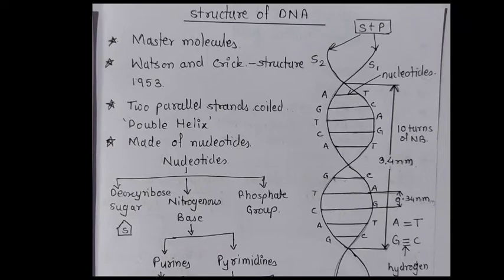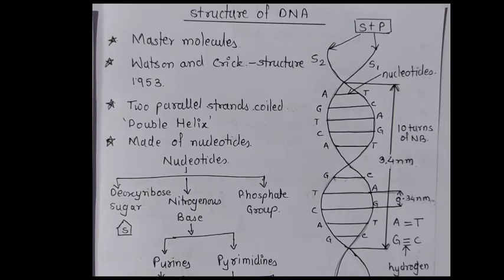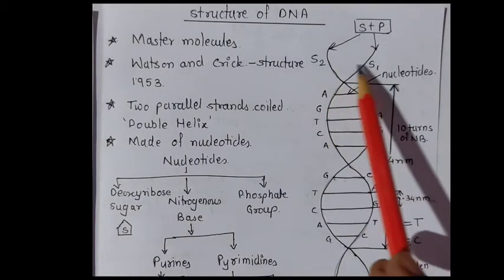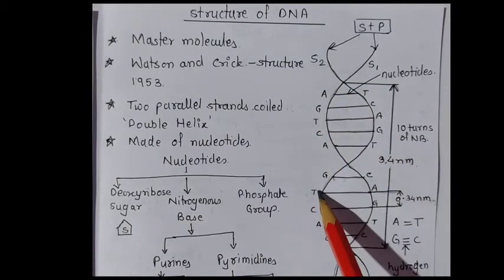Here in front of you, the structure which is shown to you was given to us by the scientists Watson and Crick, and the structure of the DNA was proposed by them in 1953. So they told that this type of structure we have of the DNA molecule, that is a model, we can say. As per the model, you can see here two parallel strands are there. I have written here S1 and S2. These two parallel strands are coiled up.